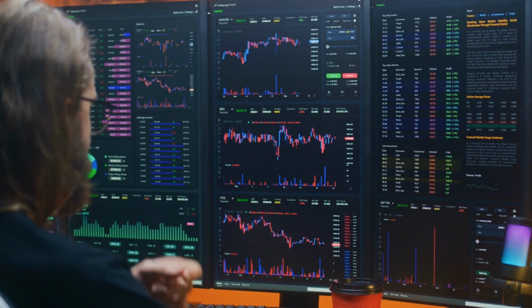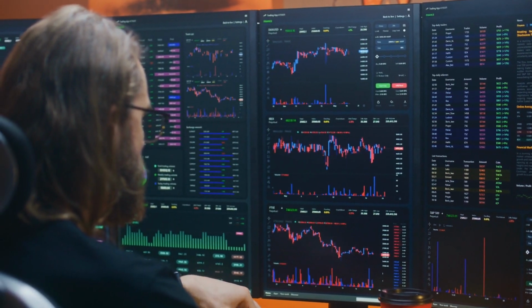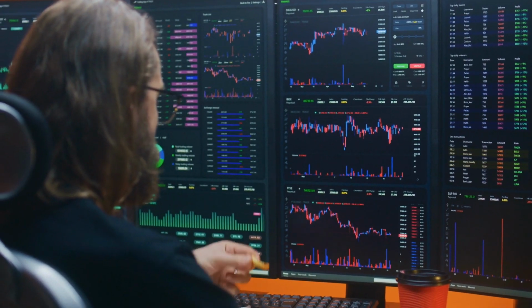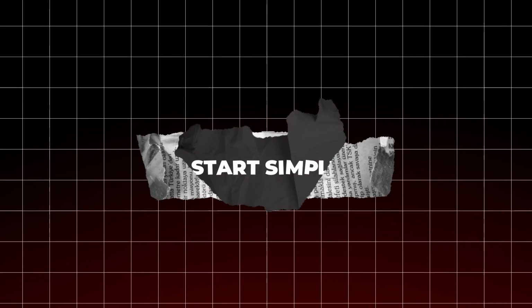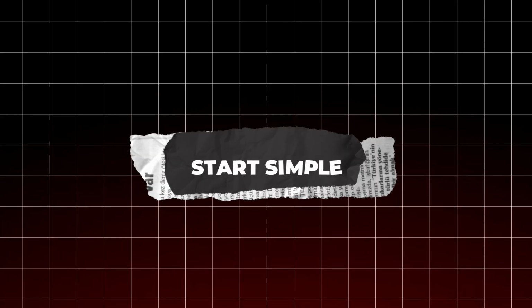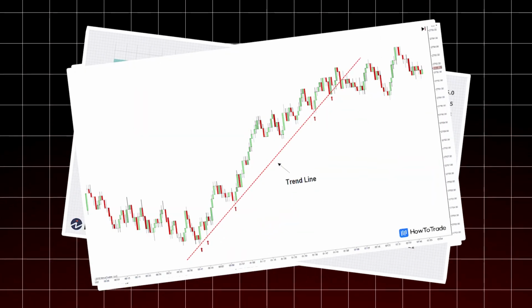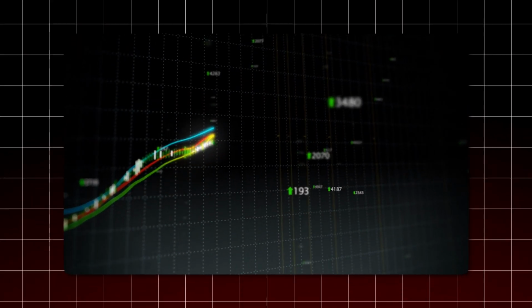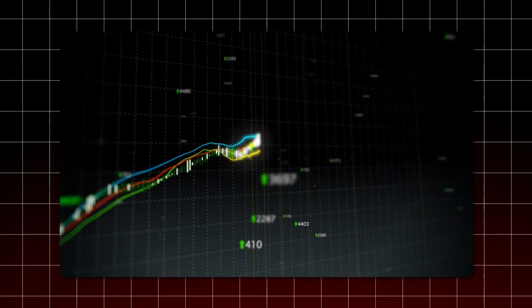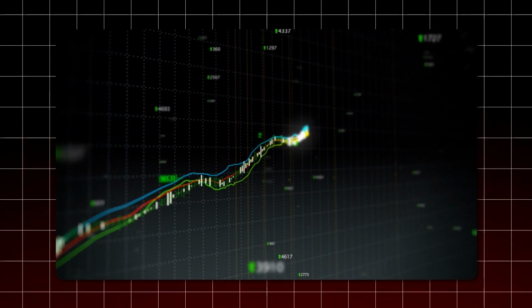To wrap things up, here are some practical tips to help you build your confidence and sharpen your chart reading skills. Focus on the basics first: price, volume, and trends. Once you're comfortable with these, you can gradually introduce indicators like moving averages or RSI.